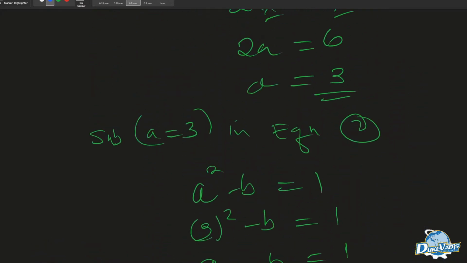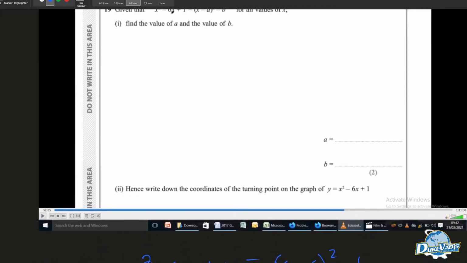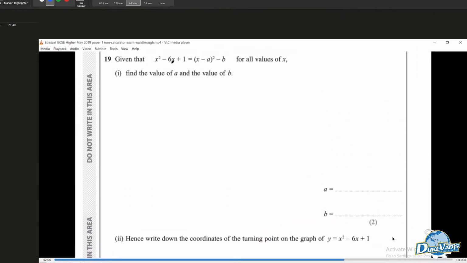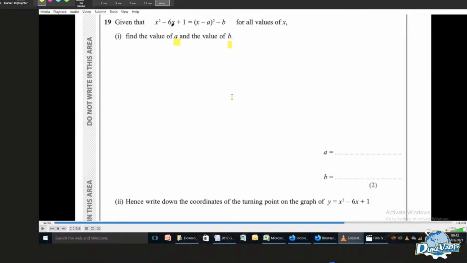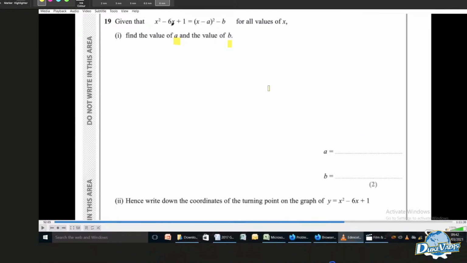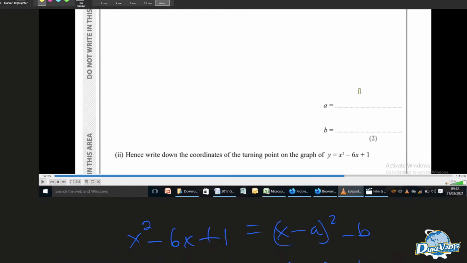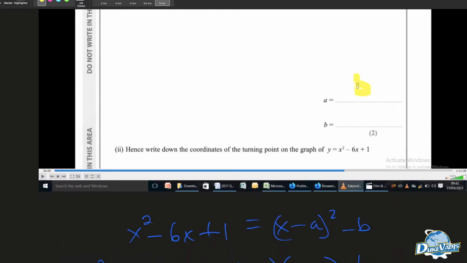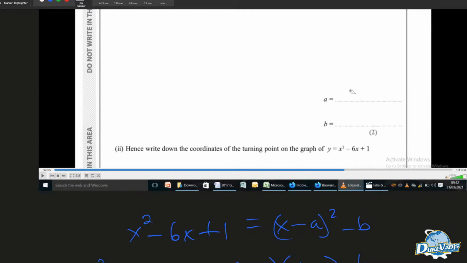So let's go back to it again. So that's all we're given. We're given that x squared minus 6x plus 1 is equal to x minus a squared minus b. Find the values of a and b. This is what we're looking for. So our a, when we calculated it, we had the value of a to be 3. Our value of a was 3. And b is 8.